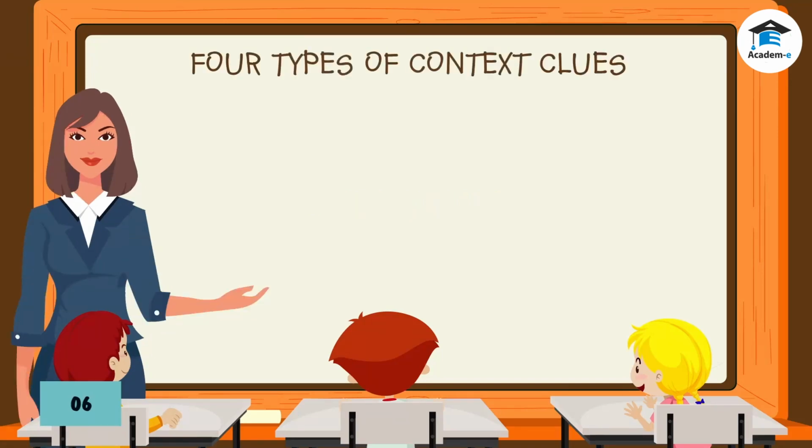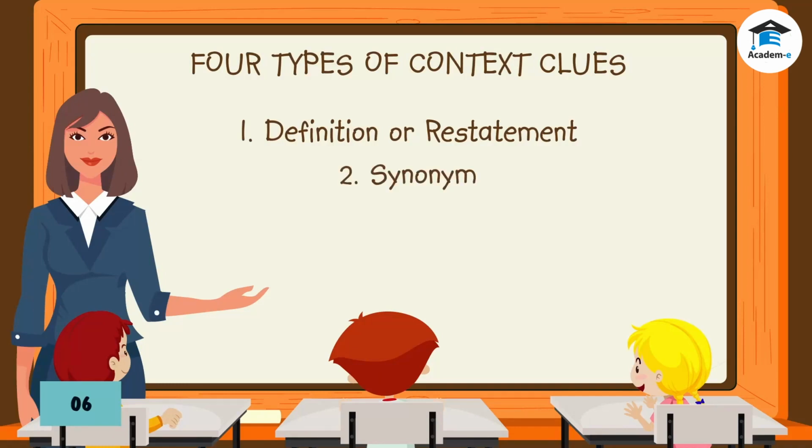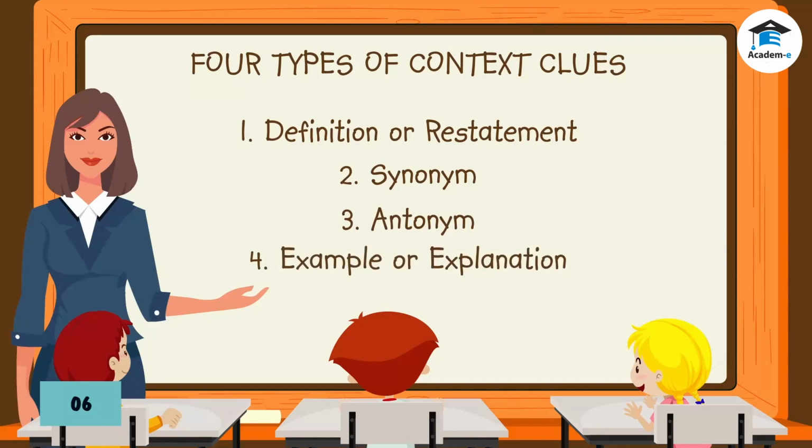There are 4 types of context clues: definition or restatement, synonym, antonym, example or explanation. Let's discuss each one at a time.